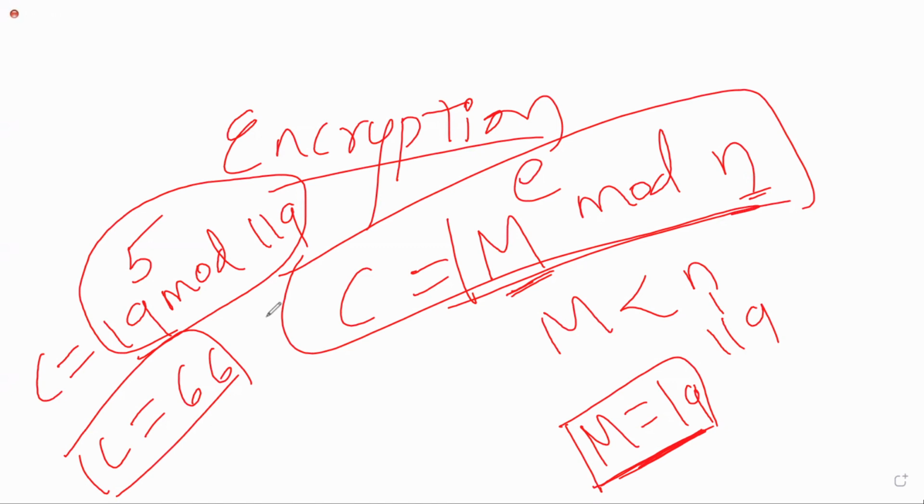This will be transmitted over the network from Alice to Bob, isn't it? So 66 will be transmitted over the network. Now Bob has to decrypt the message 66. So Bob will get the message 19. Now we'll see the decryption procedure. So, decryption.